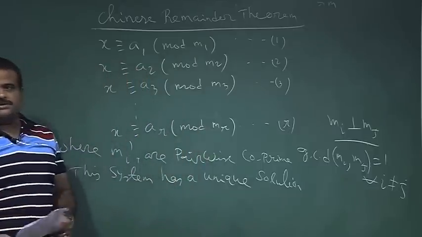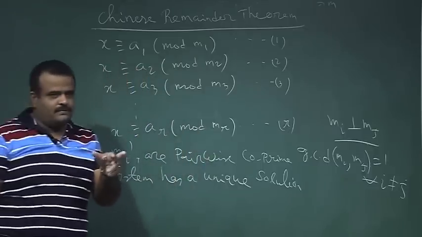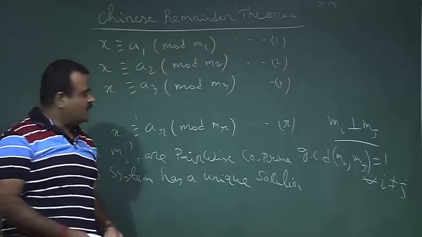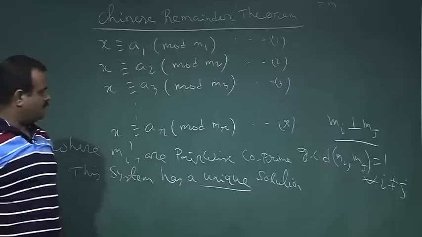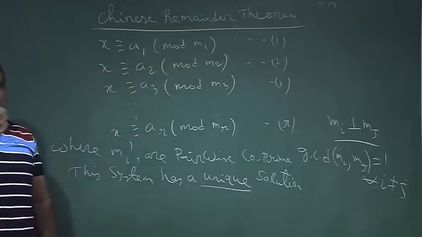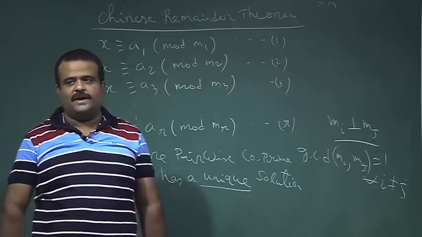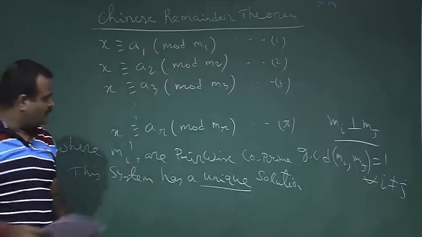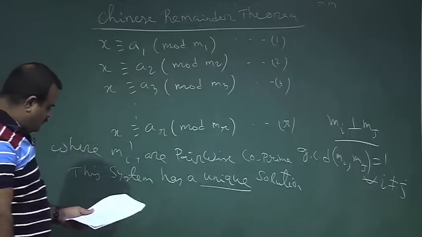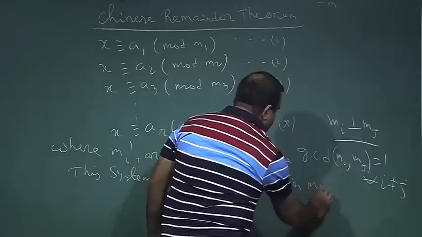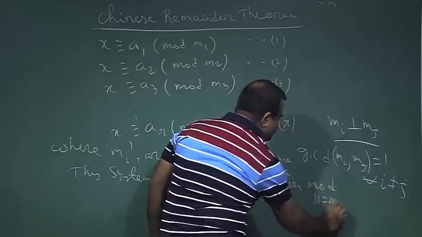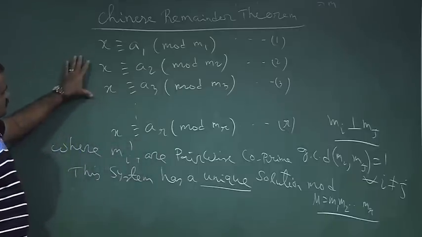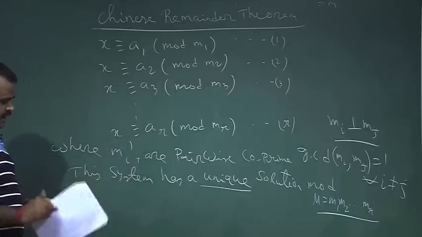Earlier the solution was 33, because any other solution will differ by 35. So, if you take mod of that product, 5 into 7, this will again give us 33. That is why it is unique, because any two solutions differ by that product, 35. So, if you take that solution mod 35, it will give us 33. Anyway, this system has a unique solution under mod m, which is basically the product m 1 into m 2 into up to m r.